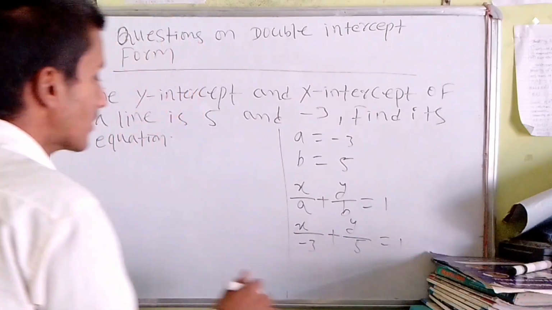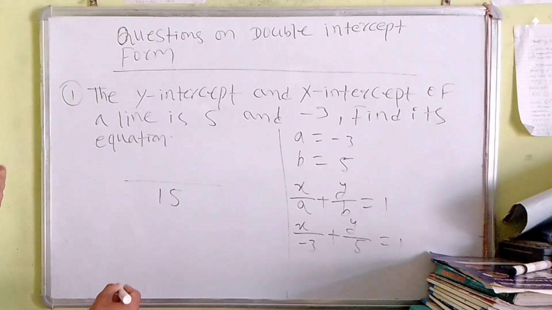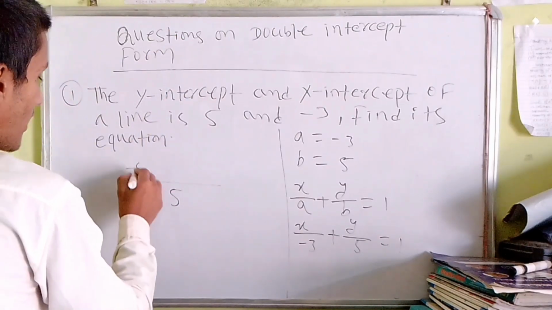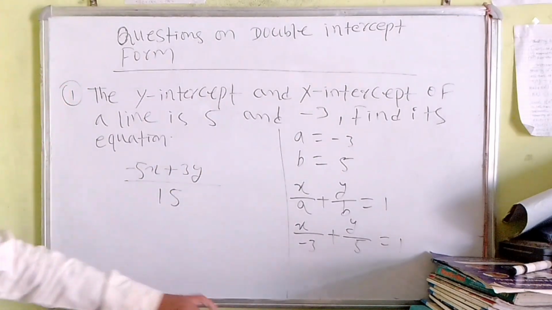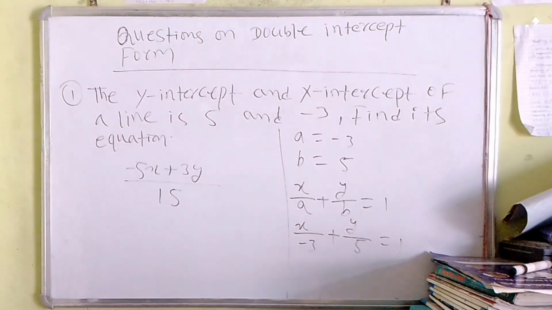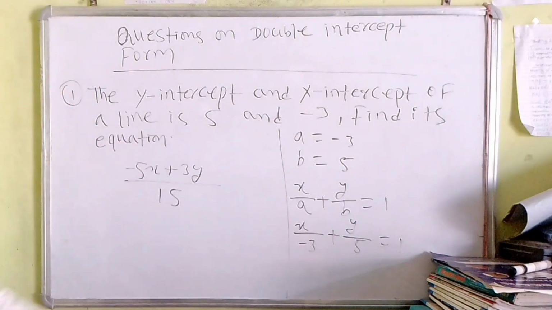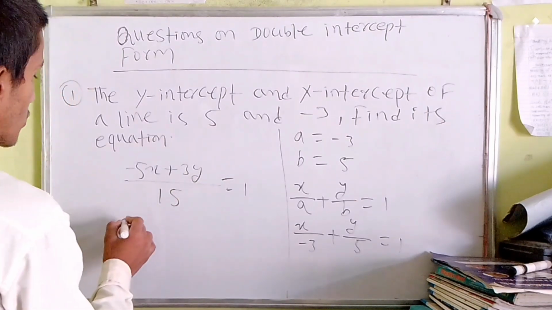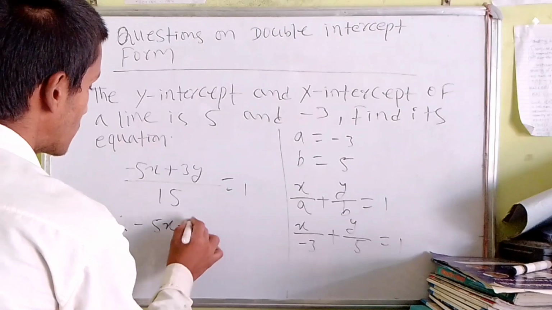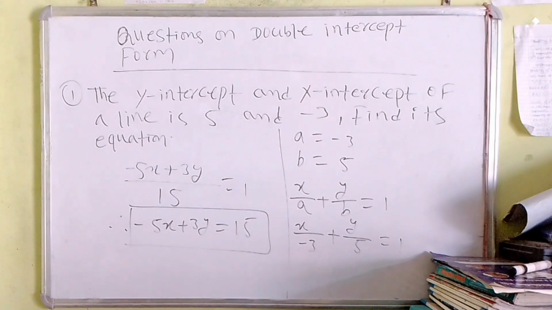Okay, so if you further simplify this, I need to get rid of the denominators. This will be minus 15 here, so let's take the minus up there. So this will be 15 and minus 5x, so that's 3y. So I've taken the minus up here, so it's minus 5x and plus 3y. Why plus? Because it's no longer minus, because I've taken the minus up here. So plus 3y is equal to 1. And furthermore it will be minus 5x plus 3y is equal to 15, and that's the required equation of the straight line.